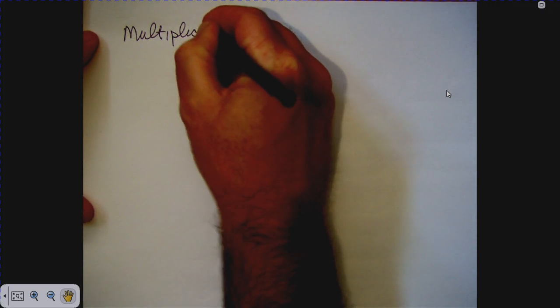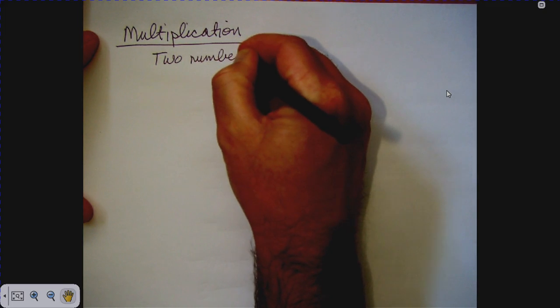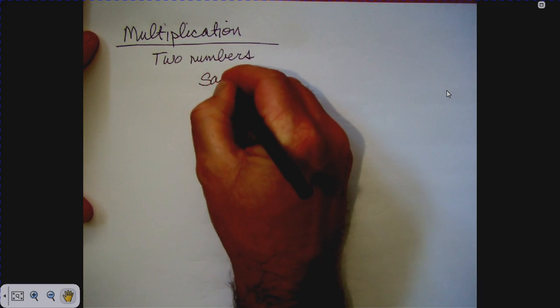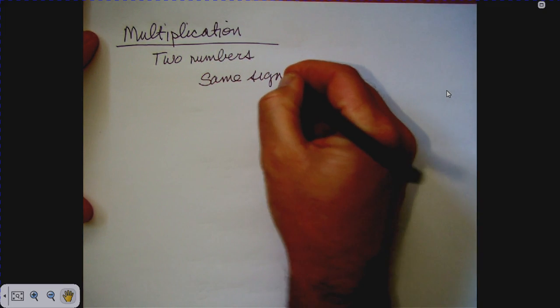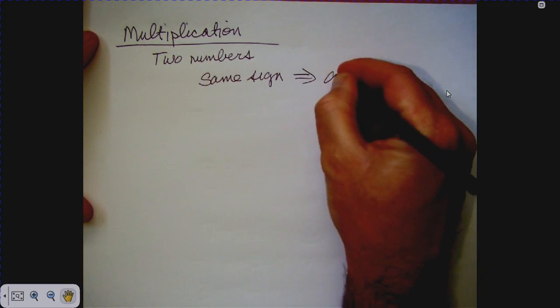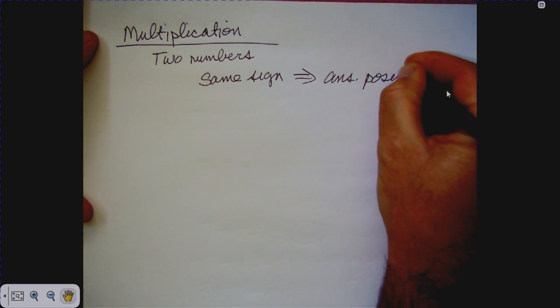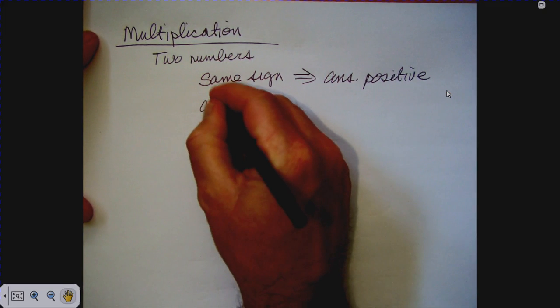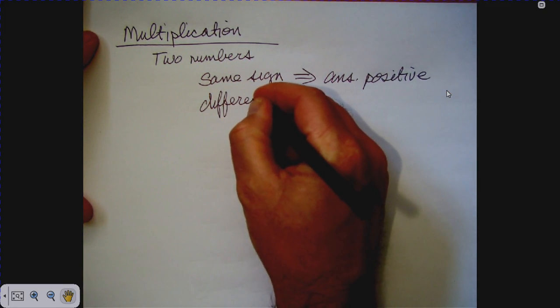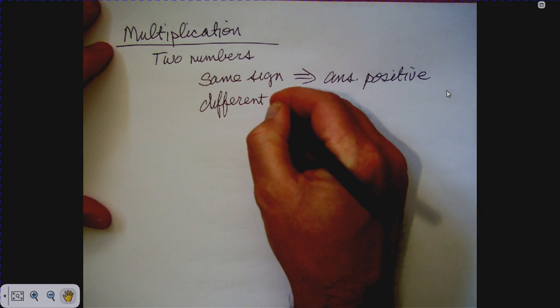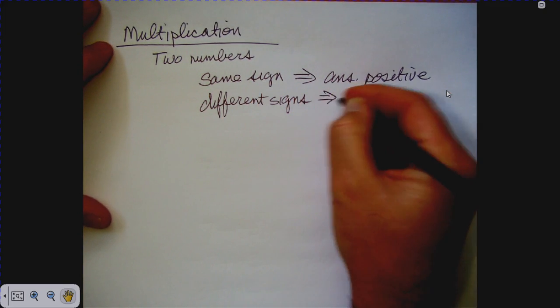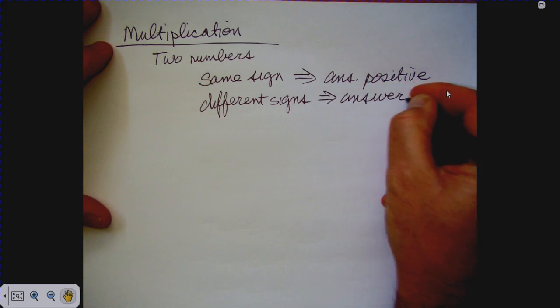Now, for the really easy ones, we go to multiplication and division. Let's just do it with two numbers now. So this is multiplication first. So you should write this down. And we're going to do multiplication of two numbers. So here's the rule. Same sign, answer positive. Different signs, answer negative.